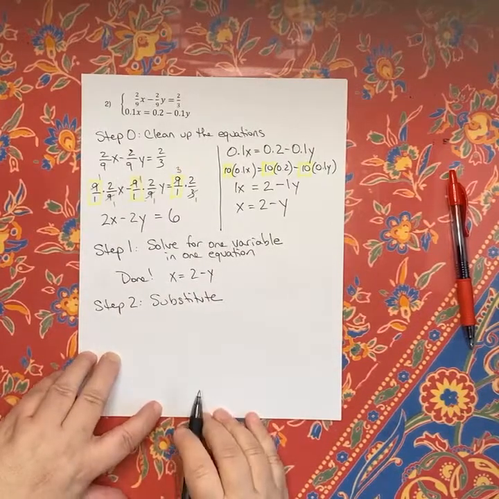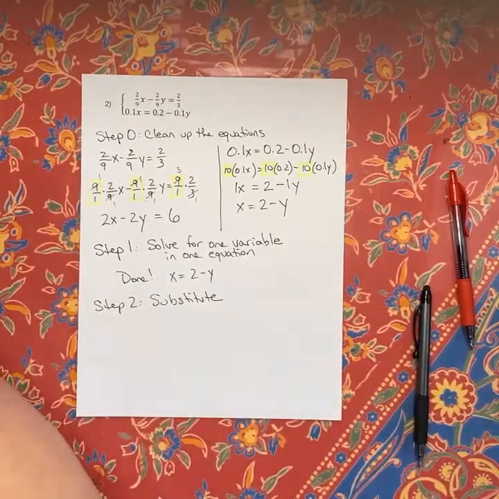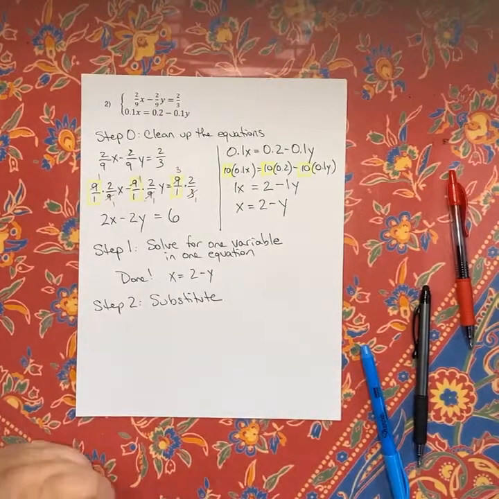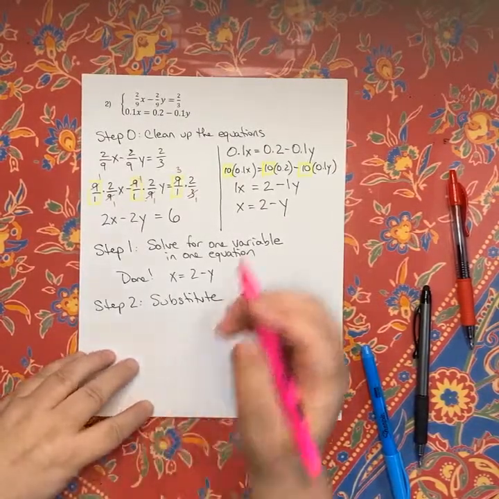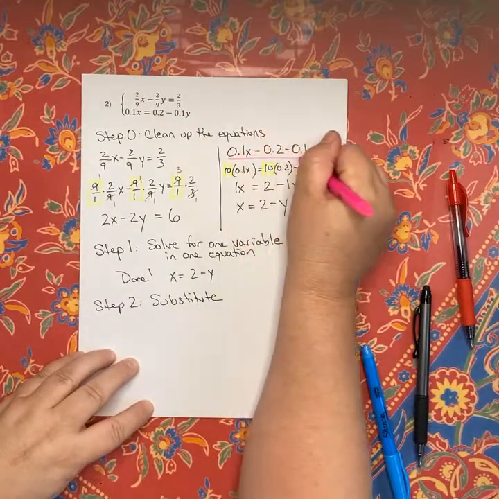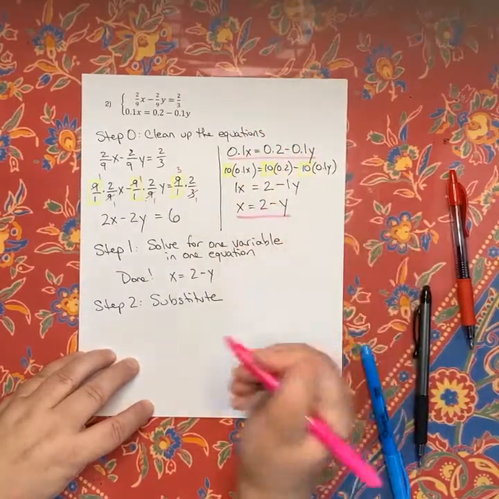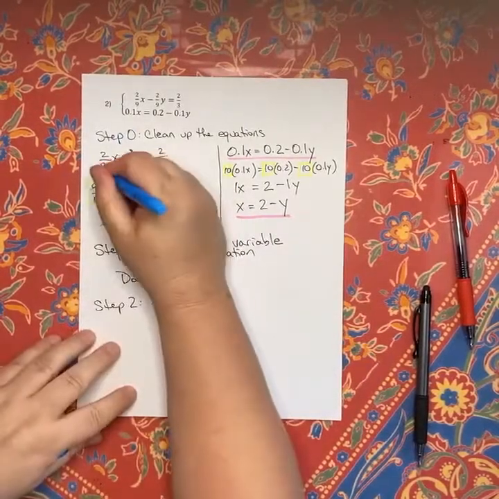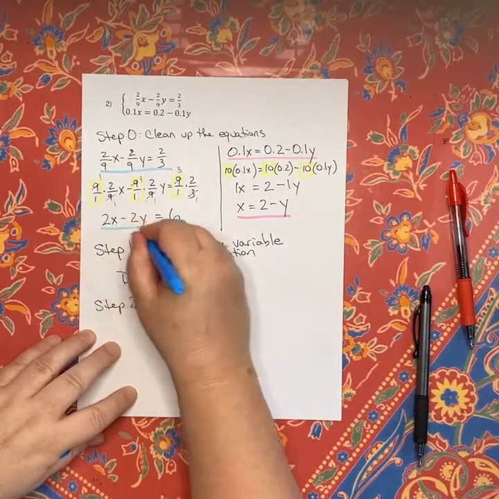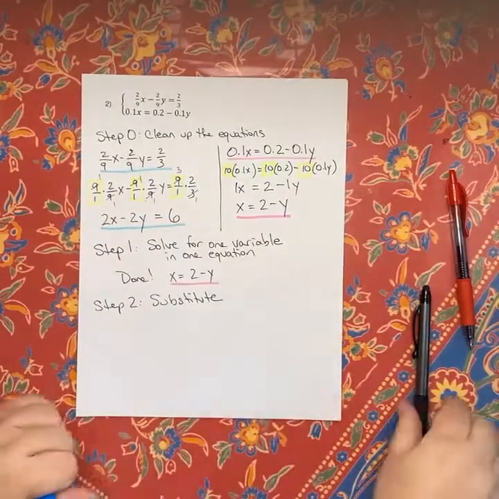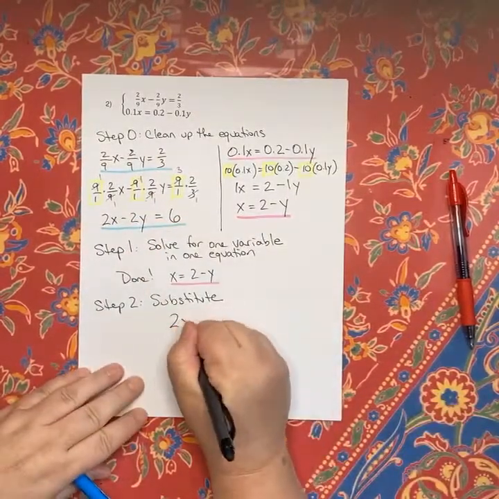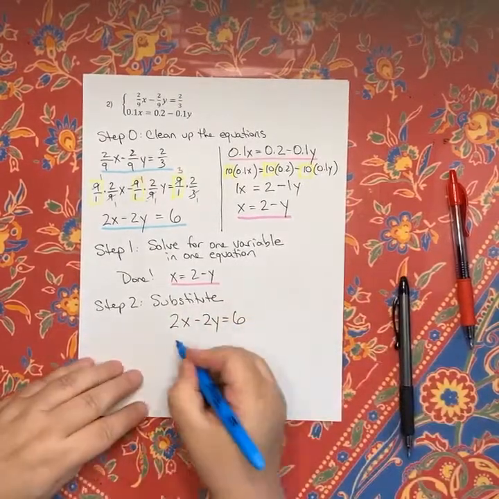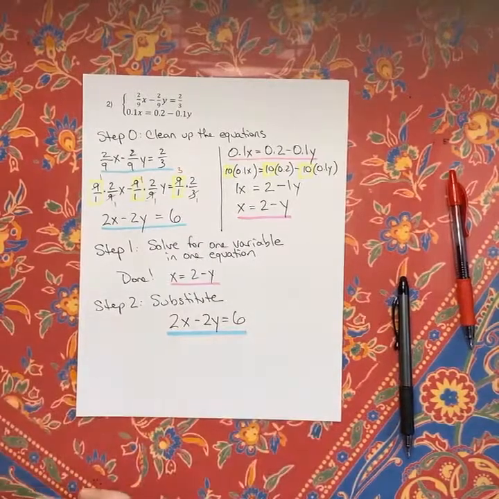Okay, so I need 2 colors. So I'm going to go for blue and pink. So this will be my pink equation here, which is that one. And this will be my blue equation right here, which is this one. Okay, so I've got 2x minus 2y equals 6. There's my blue equation.